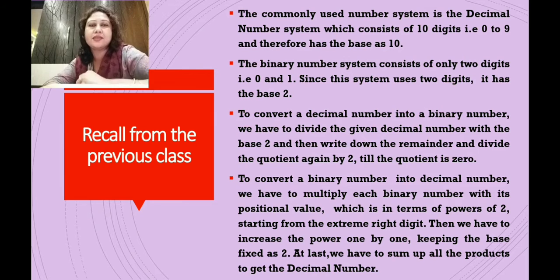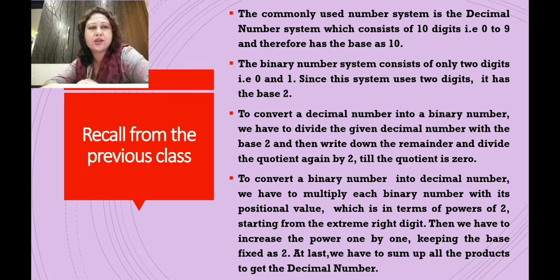So before starting today's session, let us have a small recap of what we have done in our previous class. If you can remember, in the last class we recapitulated on the commonly used number system, that is the decimal number system, which consists of 10 digits, that is 0 to 9, and therefore it has the base as 10. Then we recapitulated on binary number system, which consists of only 2 digits, that is 0 and 1, and since this system uses 2 digits, it has the base as 2.